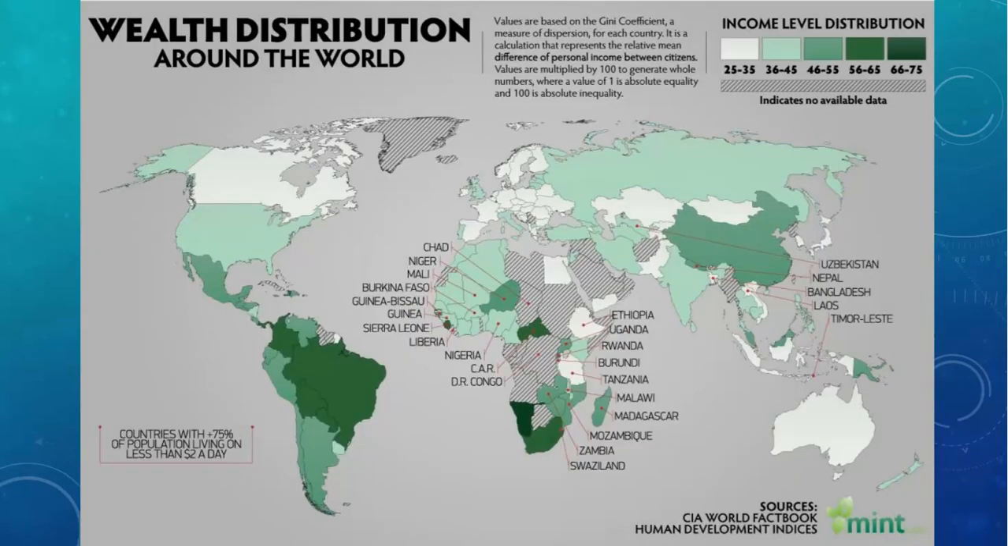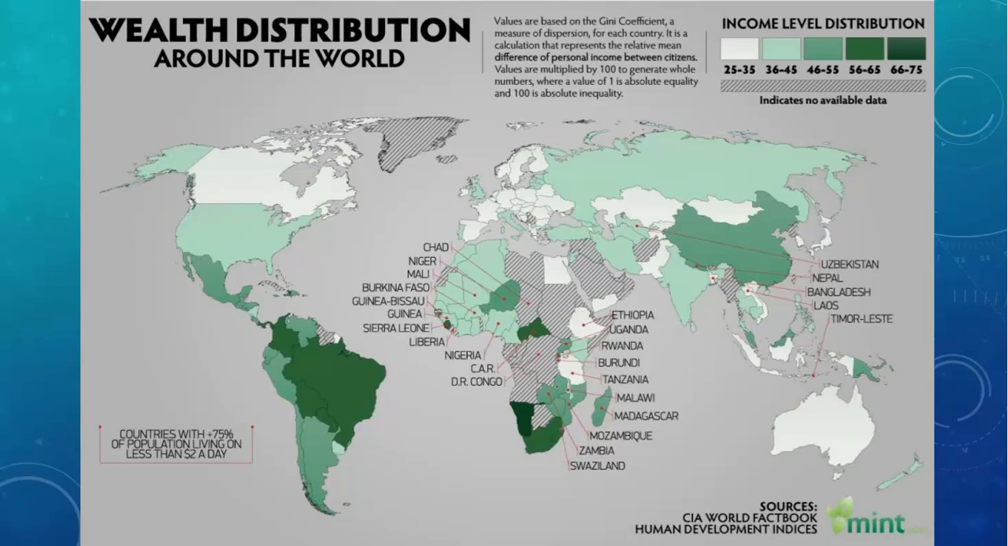Here's one that shows wealth distribution around the world. It's a map, showing a distribution on a map. We can see over here by the key, we have income level distribution. But we do not know what those values mean, not so obviously anyhow, unless we read the fine print here. It says values are based on the Gini coefficient, a measure of dispersion for each country. It's a calculation that represents the relative mean difference of personal income between citizens. So it's like a disparity of wealth.